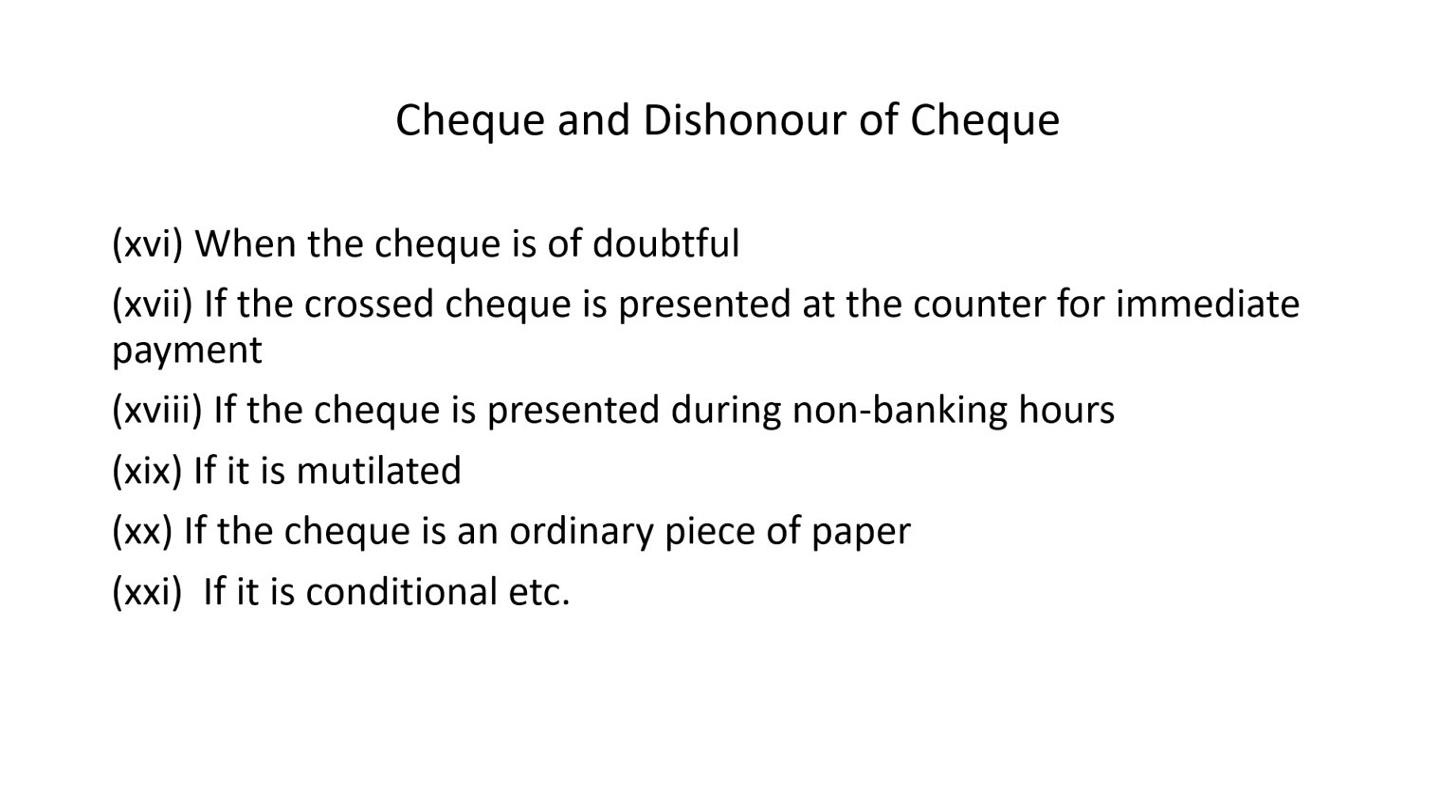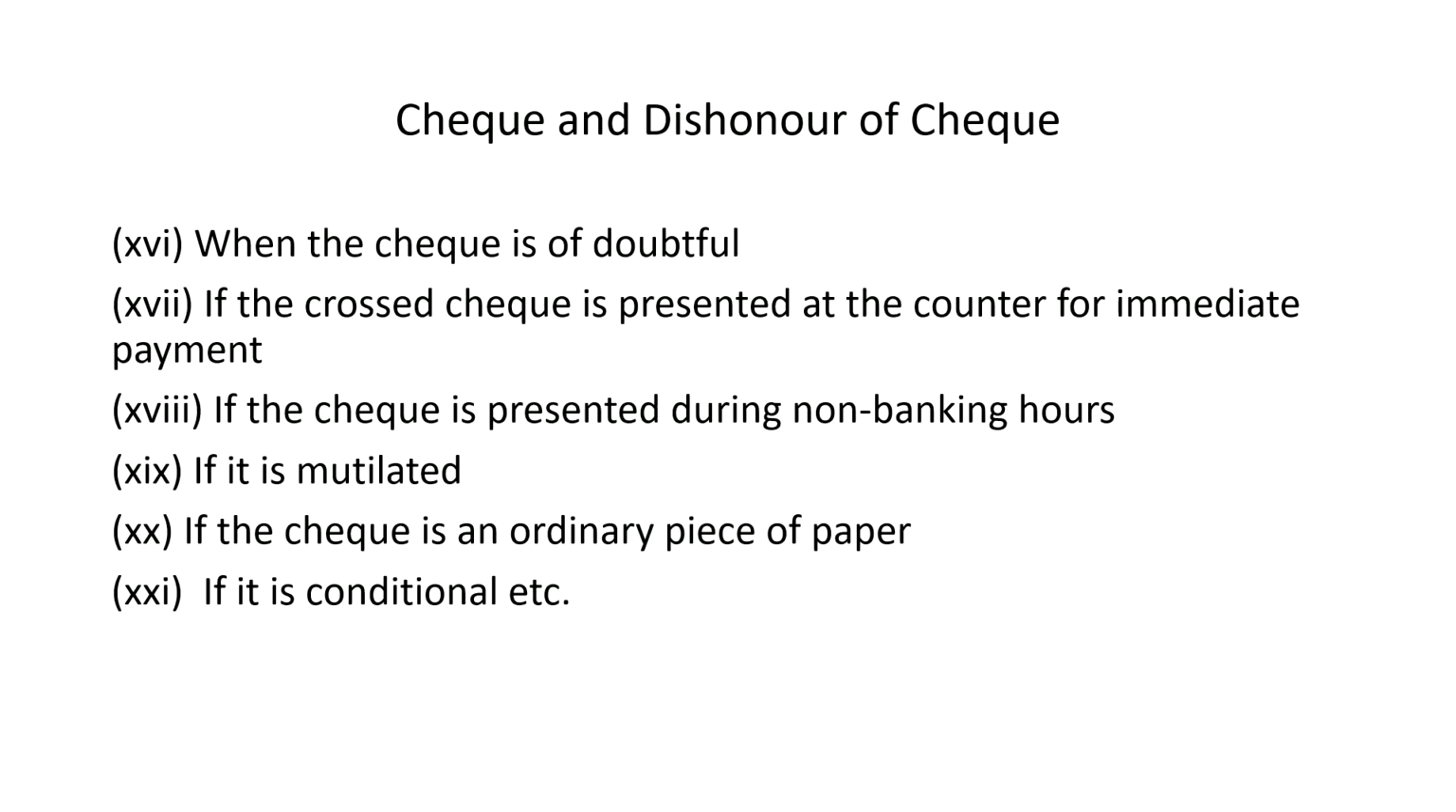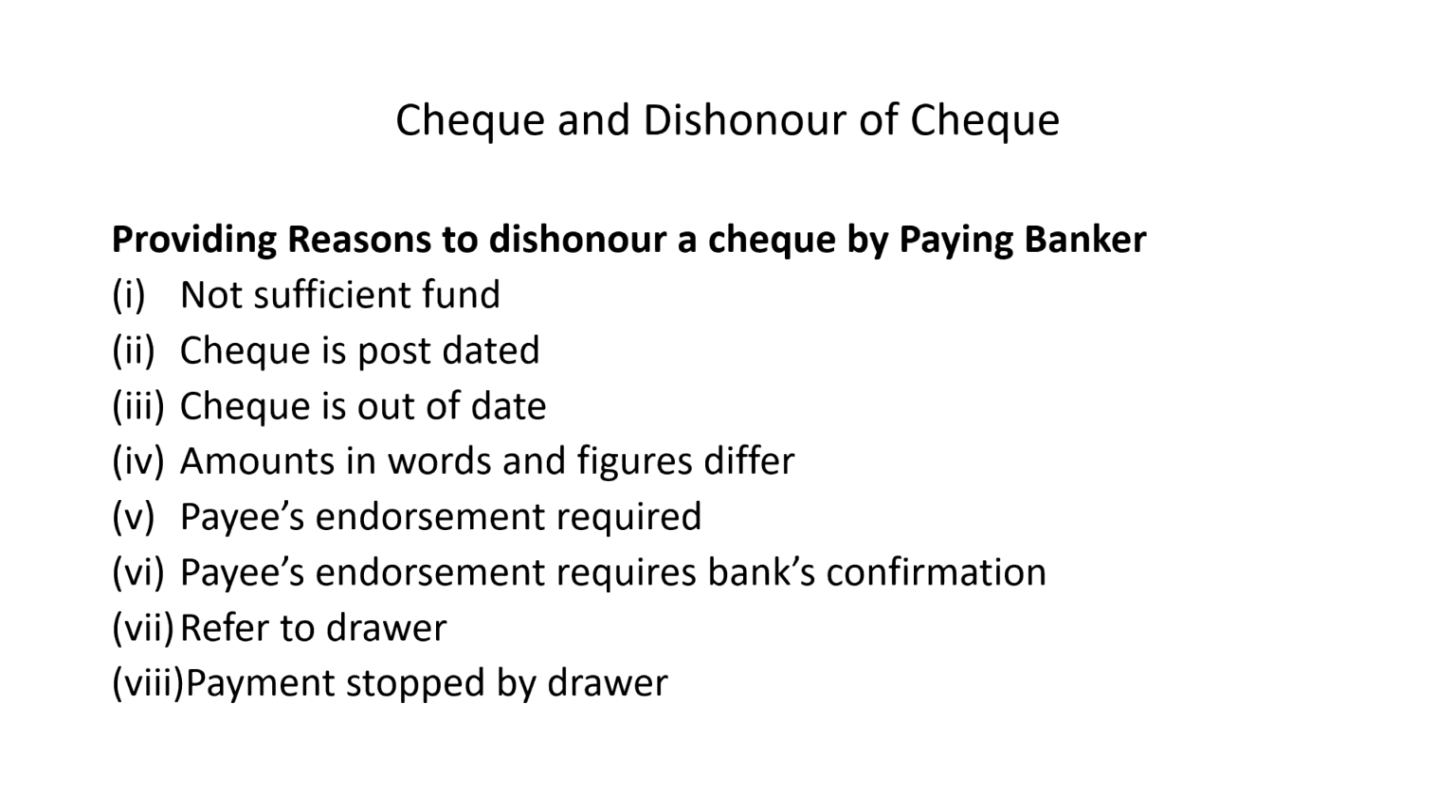If it is mutilated, I have already discussed that with you. If the check is an ordinary piece of paper, that is, you do not have a leaf at the time, and you make the content of the check yourself and submit it with your signature, that will not be accepted, it will be dishonoured. And if it is a conditional one, where you put some conditions on the check, such as that the check can be honoured subject to compliance with certain things, in those circumstances it will be dishonoured.